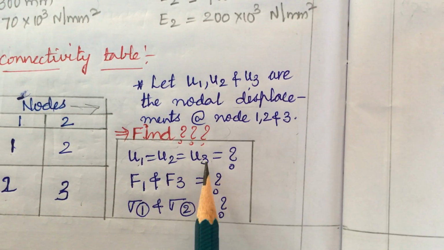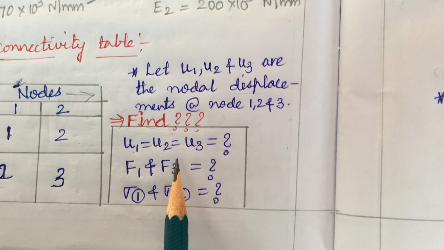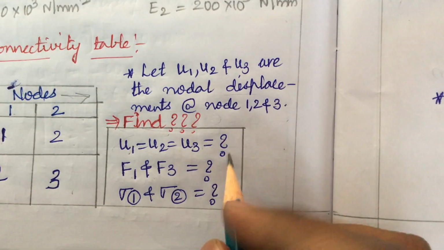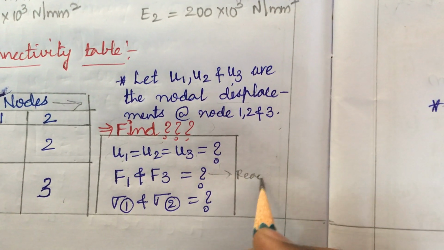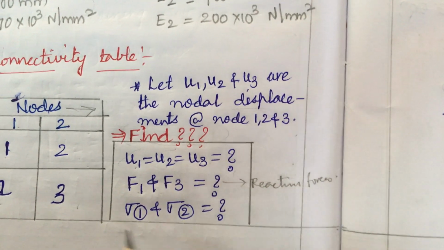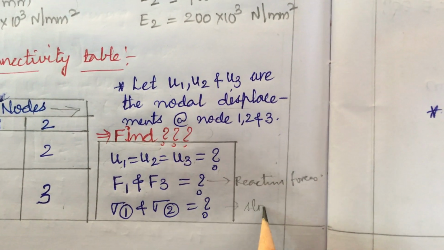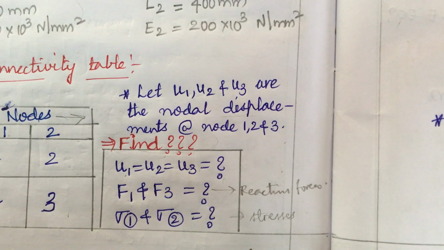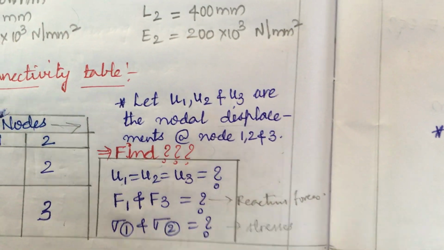Whereas u1 and u3 can be stated as 0 because they are fixed. F1 and F3 are nothing but what, dear students? Here they are nothing but the reaction forces. We are supposed to work out the reaction forces also, and sigma 1 and sigma 2 are the induced stresses within the material of aluminium as well as steel.